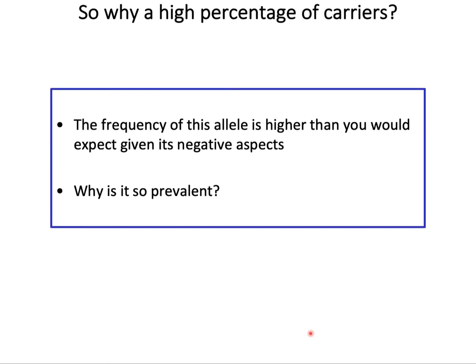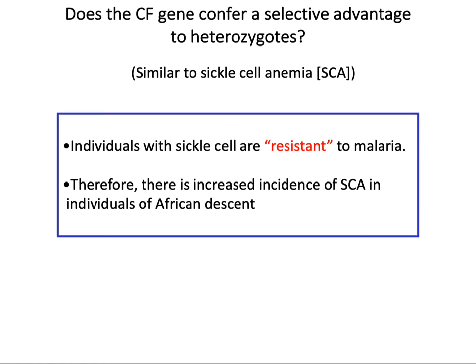Okay, so this frequency of 1 in 20 is very, very high and is much higher than you would expect given the deleterious effect of having mutated or non-existent CFTR. So why is it so prevalent? Several years ago, some scientists asked the question of whether the CF gene confers a selective advantage to heterozygotes. So is there some kind of selective advantage to individuals who are heterozygous for the CFTR mutation, the prominent one being the deletion of phenylalanine, or even any other mutations?